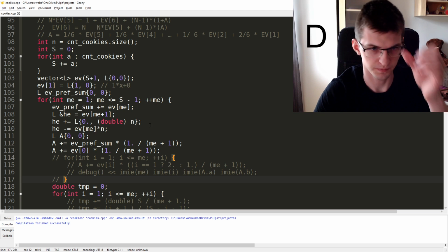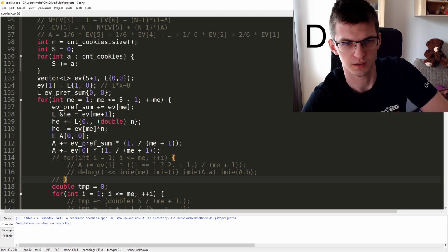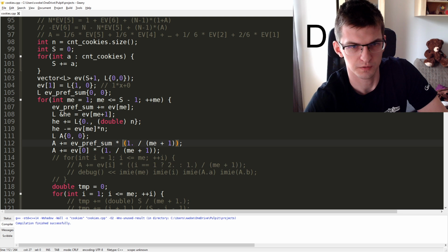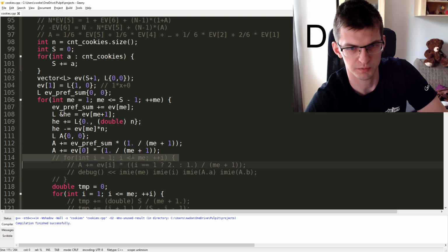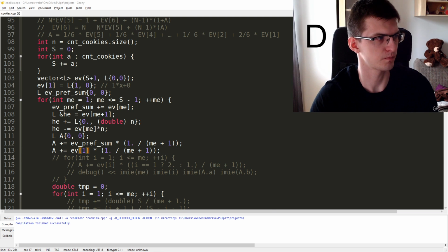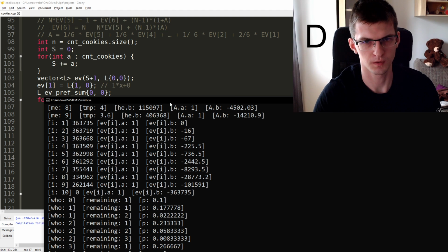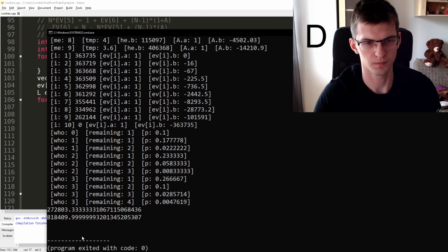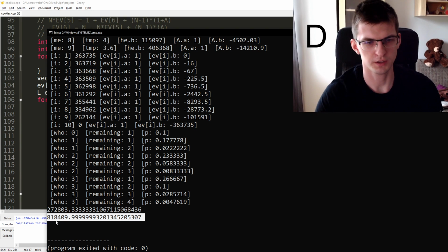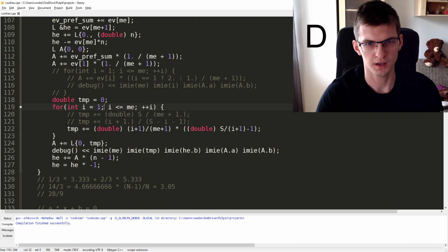I messed up. Why is it not equivalent? EV of i is sum up to i. EV of 1. This is the special case, not EV of 0. 818, 410. Correct. Okay, one part is done. Now this.